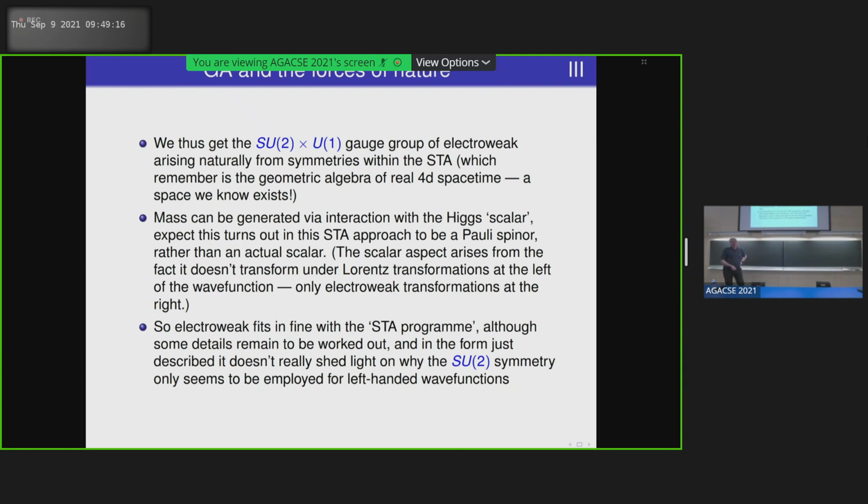So electroweak fits in fine with the STA program, although certainly some details remain to be worked out. And in the form just described, it doesn't really shed light on this basic question: why does the SU2 symmetry only seem to be employed for left-handed wave functions? We were talking about this with Gene the other day with his talk.